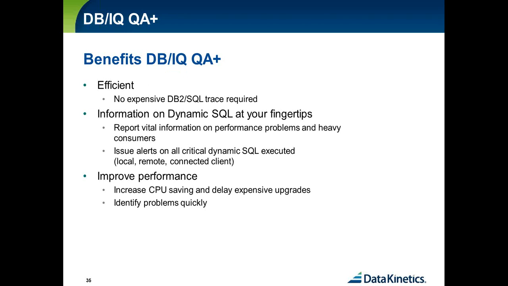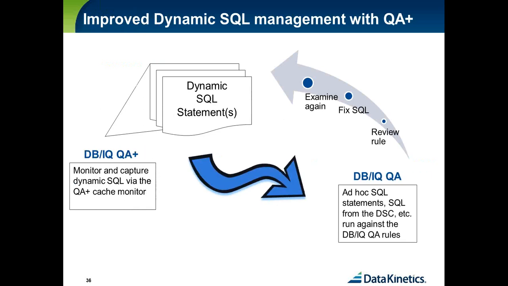delay upgrades, identify problems much more quickly. And again, if we take a look at this picture that I showed earlier, this becomes a lot easier. The new part is over here. QA Plus captures the dynamic SQL, which gets fed into QA, and then goes into this process where we review, fix, examine, capture, run, review, fix, examine. So we've got an improvement cycle that we've put into production by combining QA Plus to capture our dynamic SQL and QA to analyze and deliver improvements to that SQL.